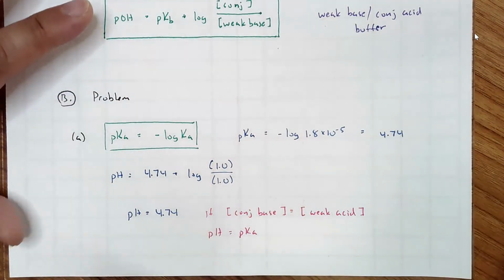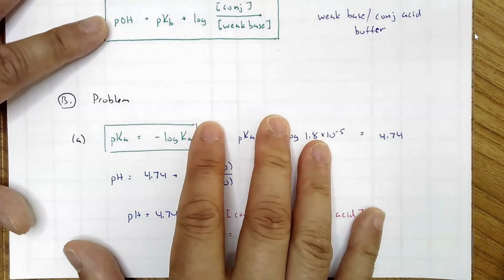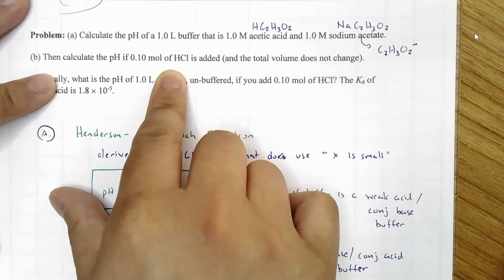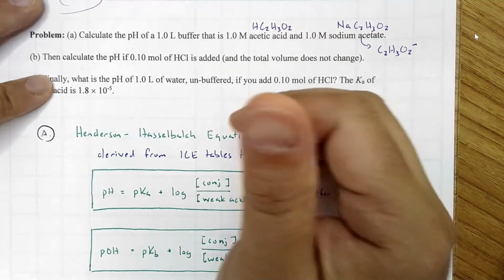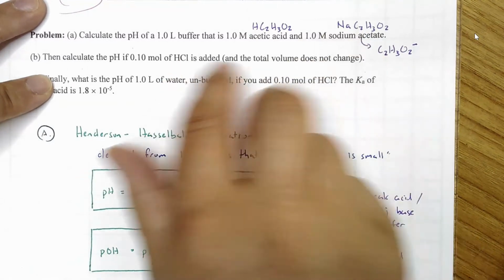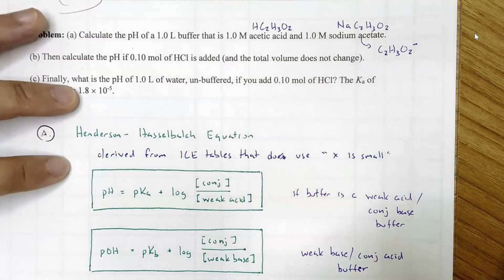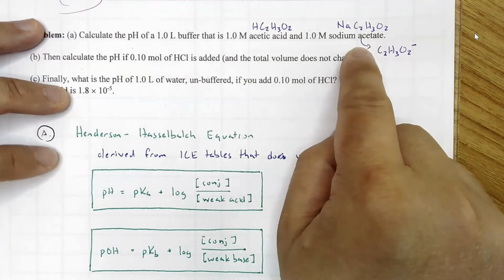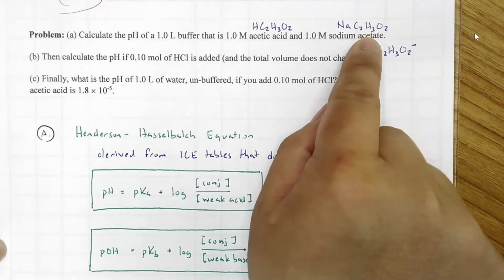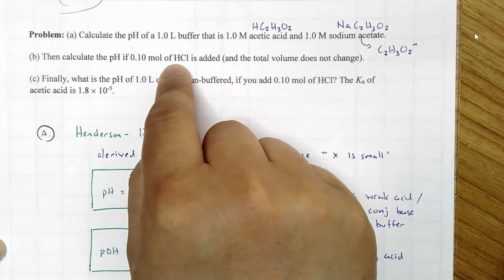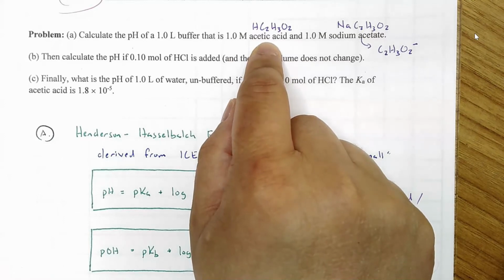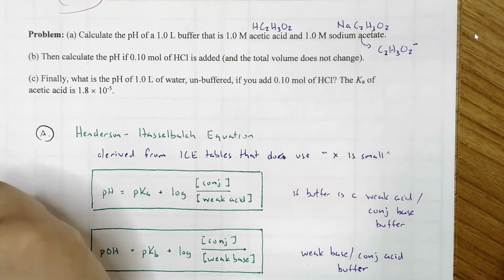In part B, before I go to a new page, part B is you're going to add some HCl. What's that going to do? In the previous video, we showed that if you add acid, the conjugate base is going to neutralize that acid. So the concentration of the conjugate base actually should drop. And what happens when the conjugate base grabs that proton? The concentration of the acetic acid would actually rise.